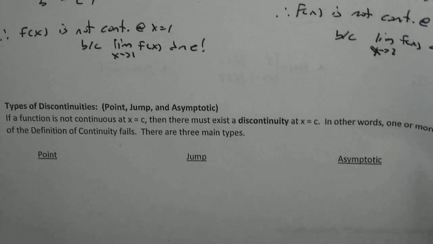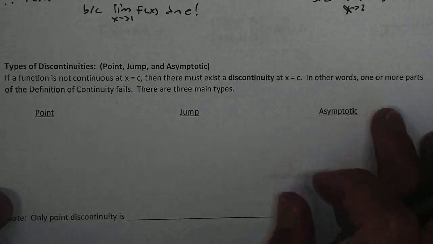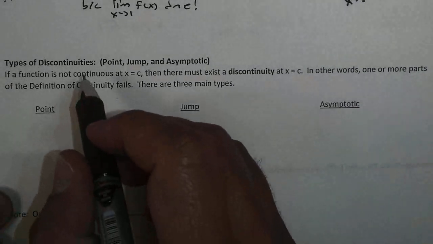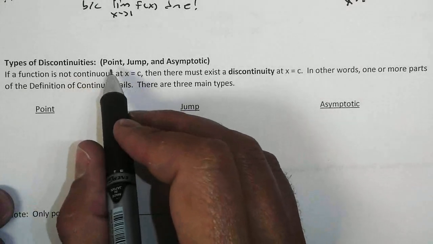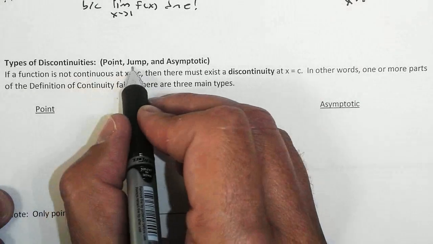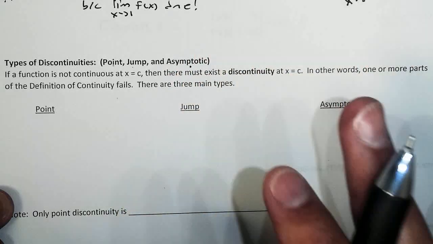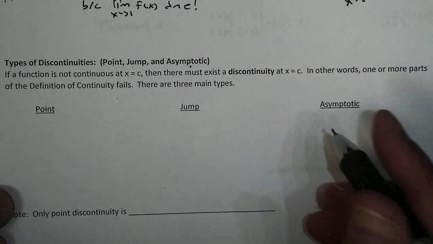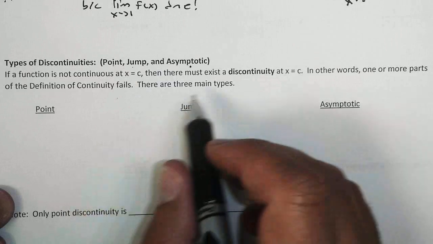Now we've been talking about continuity. Well, now let's talk about what's called a discontinuity. And there are three main ones. We have point, jump, and asymptotic. There's also another one, none of the above. We'll talk about that just a little bit later on today.